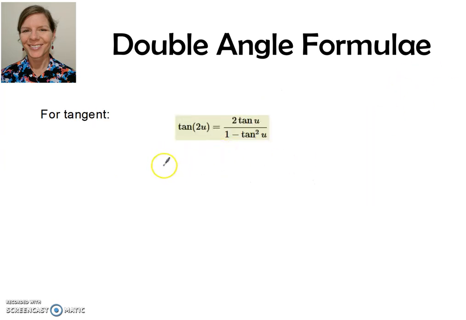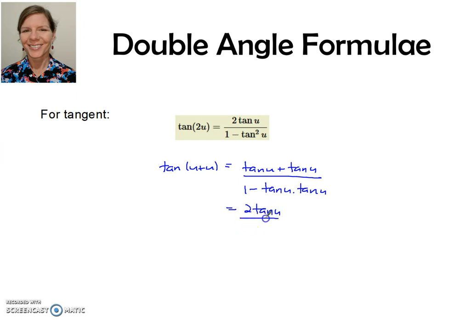And the last one, we're doing the same thing again, tan of u plus u. Okay, and that's just tan u plus tan u over 1 minus tan u times tan u, and that's where you get your 2 tan u over 1 minus tan squared u. Okay, so pretty straightforward, nothing too complicated there.